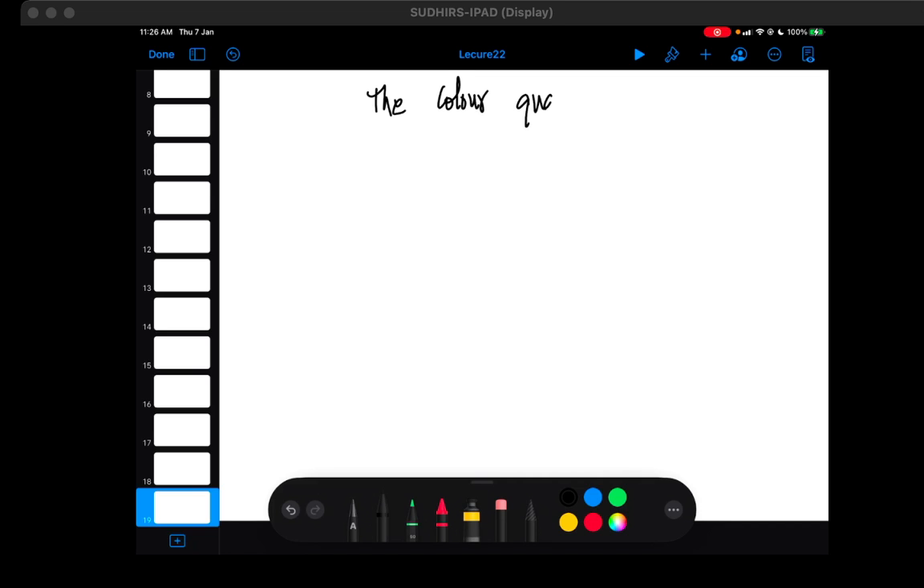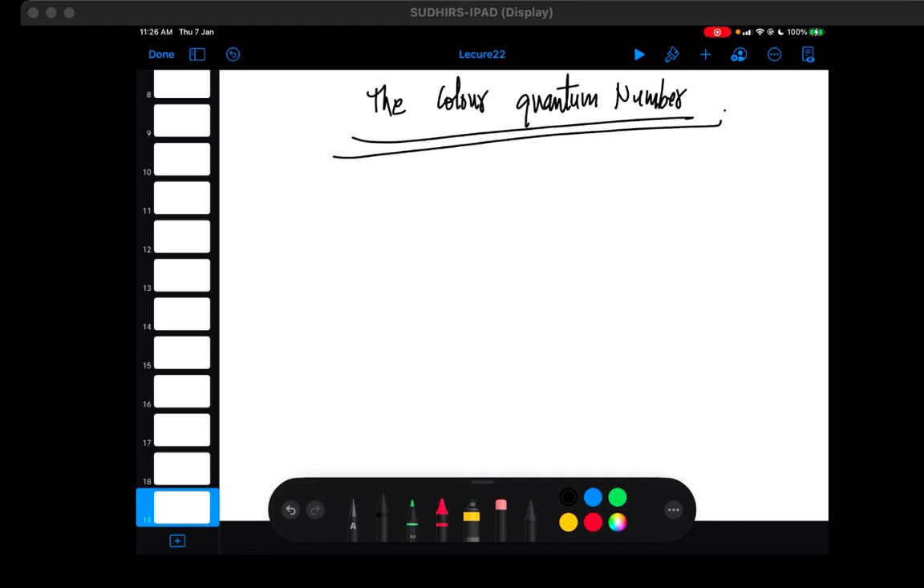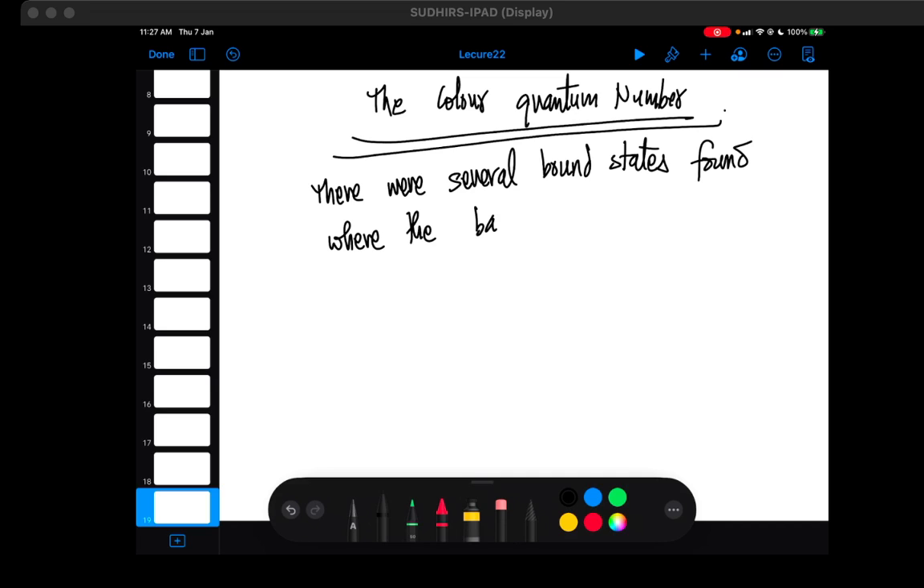So, a very important quantum number actually. Now, what happened was there were several bound states found where the baryon has the same quark in the same angular momentum state.